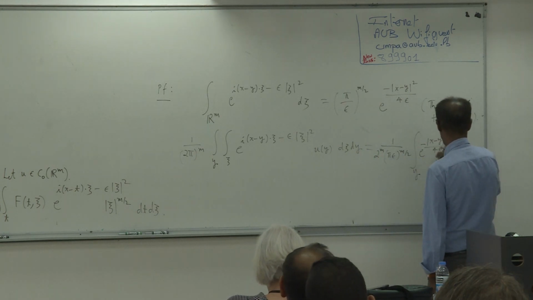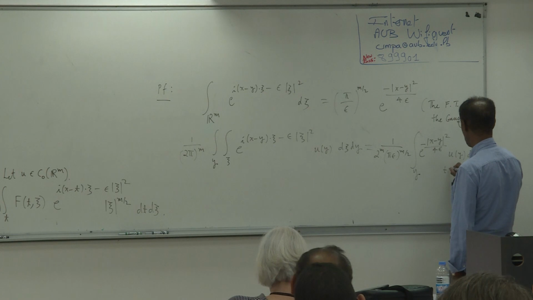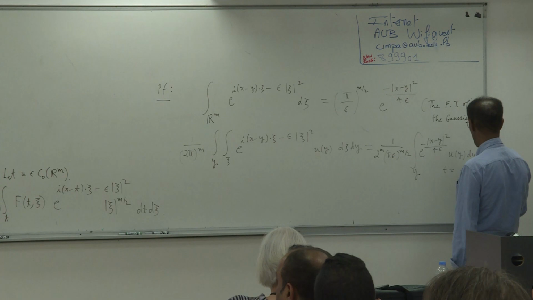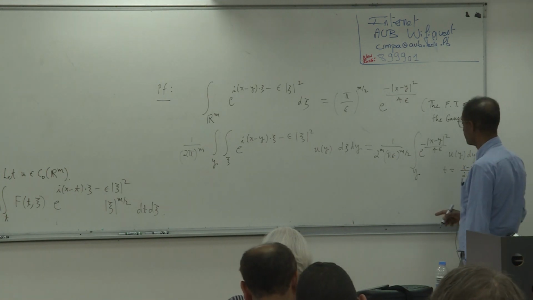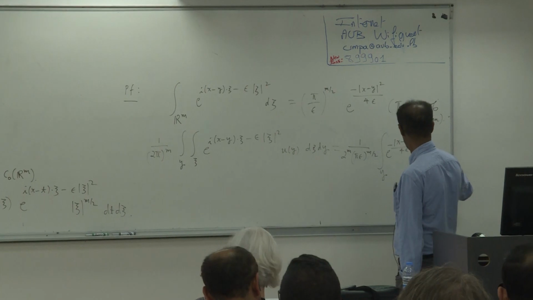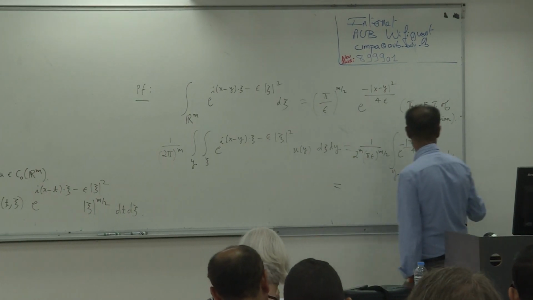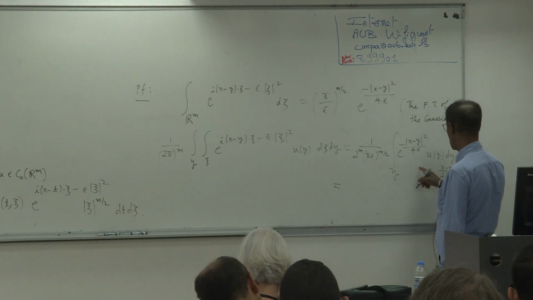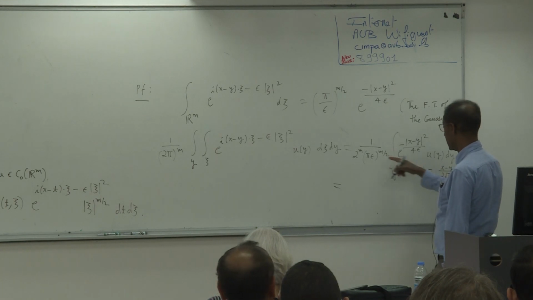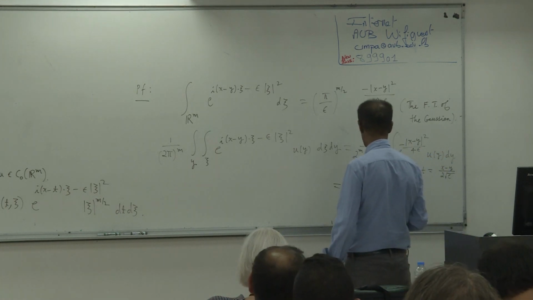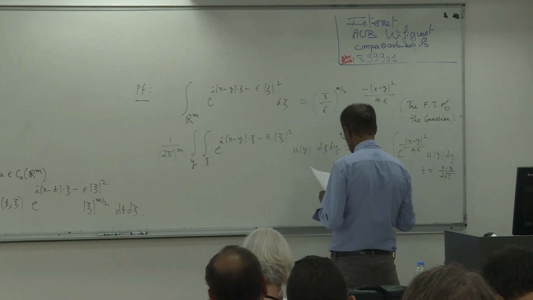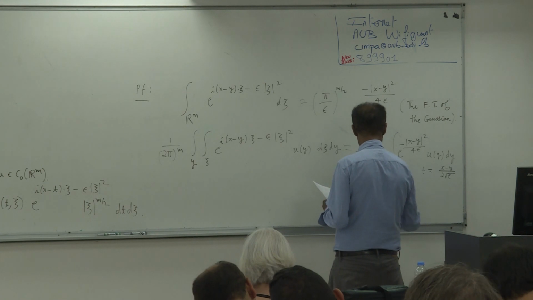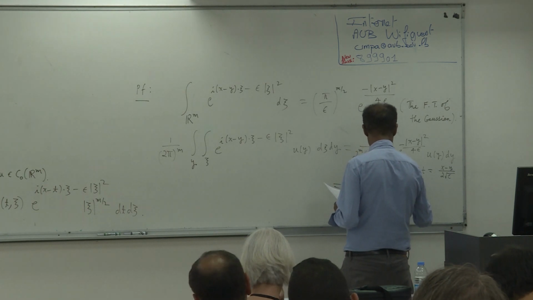And now in here, I can change variables. I put t equal to (x minus y) over 2 square root of epsilon. When you change variables, dy will be this number to the power of m over 2 times dt, so that will cancel this power of epsilon. And you get 1 over pi to the m over 2, the integral of e to the minus norm of t squared.